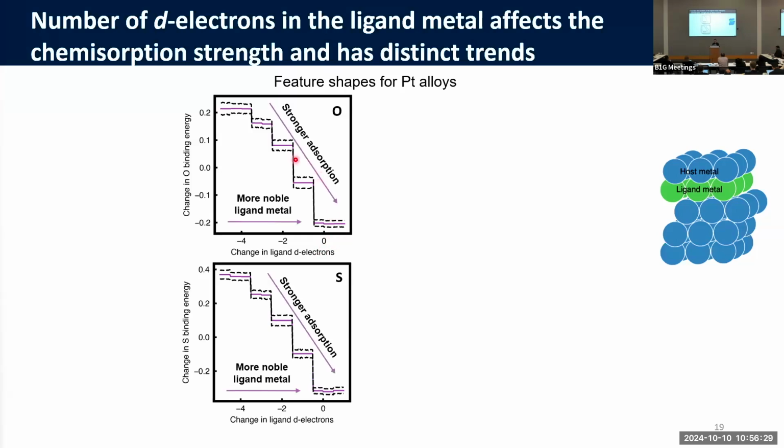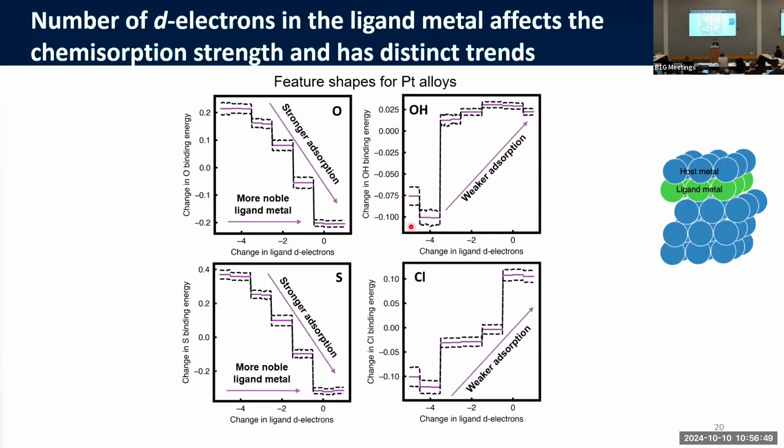So if you have a noble ligand metal, if it's becoming more noble, then oxygen and sulfur will bind more strongly. And we thought, oh, that seems like it would make sense, because if the ligand metal is more noble, it's going to interact more weakly with the surface. The surface will feel less coordinated, so it's going to want to bind things more strongly. But then when you look at OH and Cl, you get the opposite trend. So this comes seamlessly out of this feature shape.